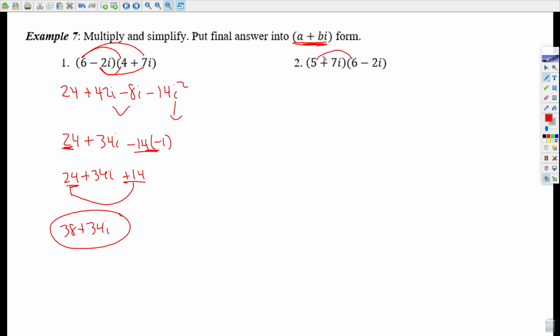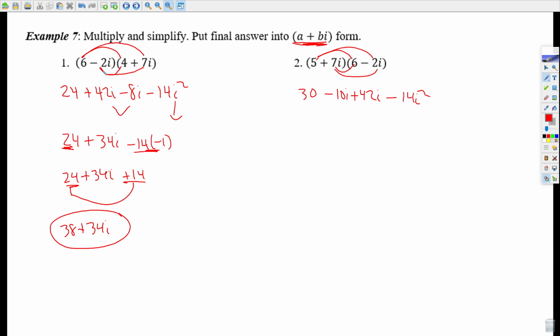All right, try another one here. Multiply these together. We're going to get 5 times 6, which is 30. 5 times negative 2i, negative 10i. Then multiply these two. 7i times 6. Oh, we're going to get 42 again. So 42i. 7i times negative 2. Again, we get negative 14i squared.